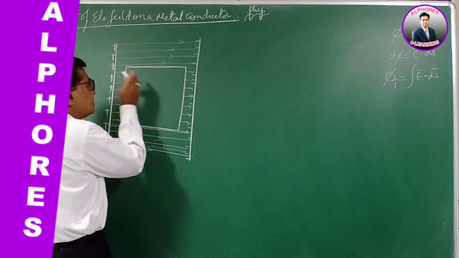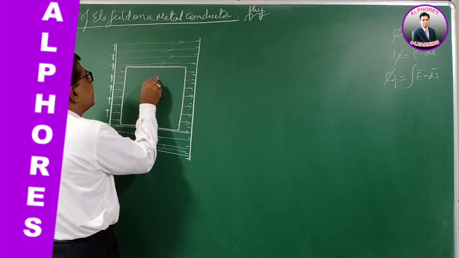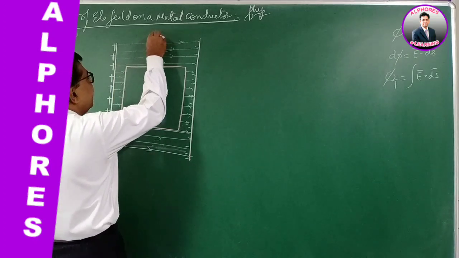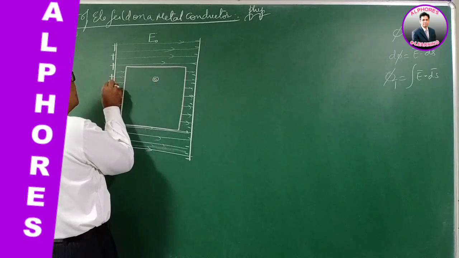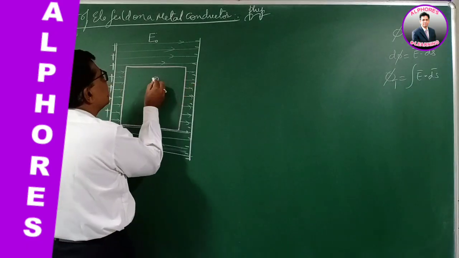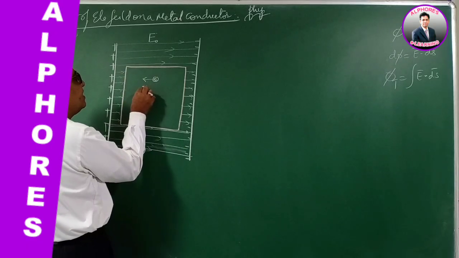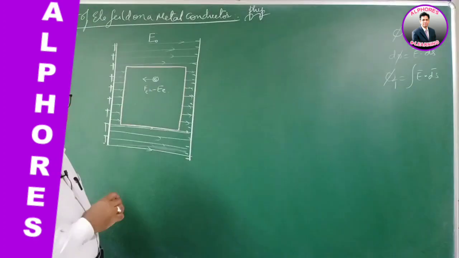Now the electrons experience force. Suppose I consider an electron there. Let the electric field be E naught. The electron is attracted by the positive charge and repelled by the negative charge. It experiences a force in the opposite direction to the field: F on the electron is equal to minus e into E.